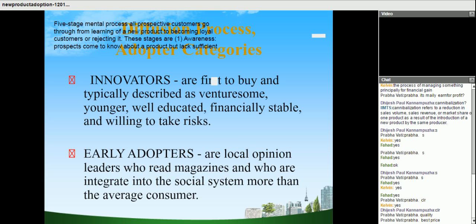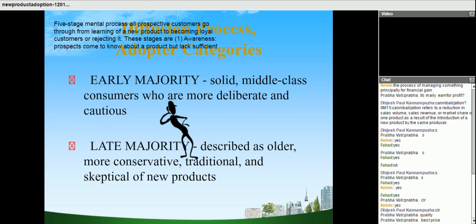So these early adopters are a set of people who go after some product or services if they see that something good is written about that product, or someone told them that this product or service is good, then only they will go and check out that product or service. Early majority, solid middle class consumers who are more deliberate and cautious. Late majority, described as the older, more conservative, traditional, and skeptical of new products.